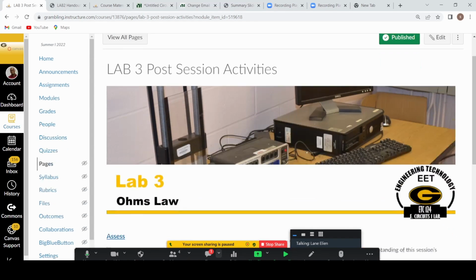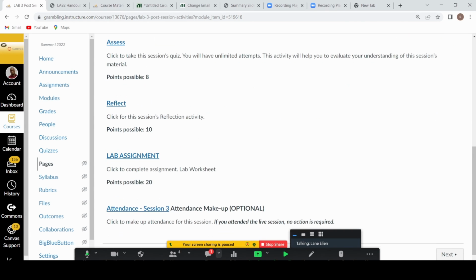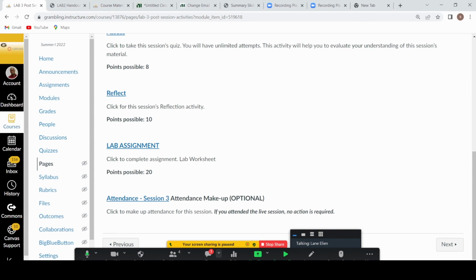Okay, we're moving very quickly. Of course, you have your quiz right here and your reflection activity on Ohm's law. The next thing you need to do is your lab assignment. So let's go ahead and look at what this assignment is about.